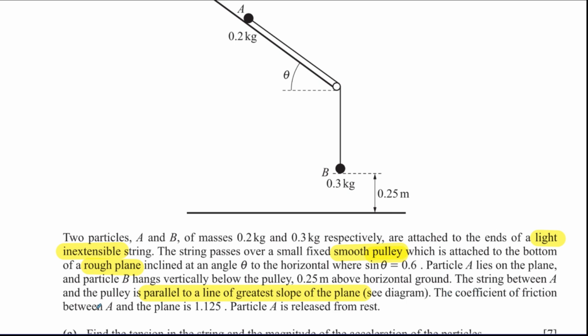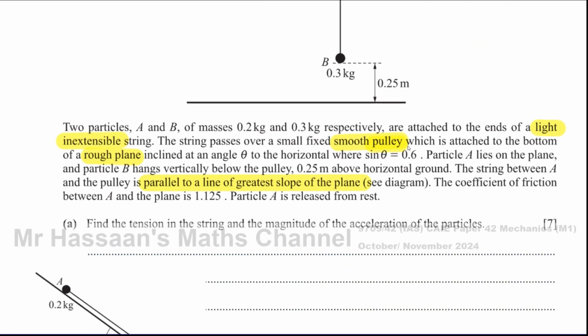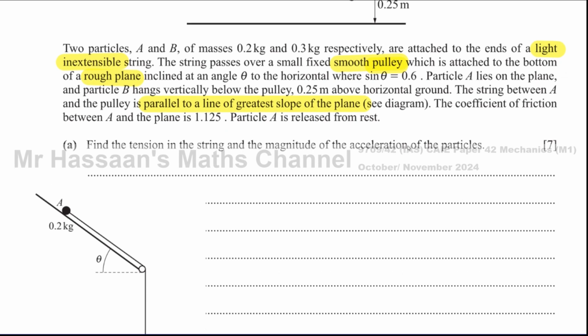The coefficient of friction between A and the plane is 1.125. We know that the maximum amount of friction that can be generated in a situation is equal to mu times R, where R is the reaction force, and mu is the coefficient of friction, which depends on the surface, the roughness of the surface. Okay, so particle A is released from rest. Find the tension in the string and the magnitude of the acceleration of the particles.